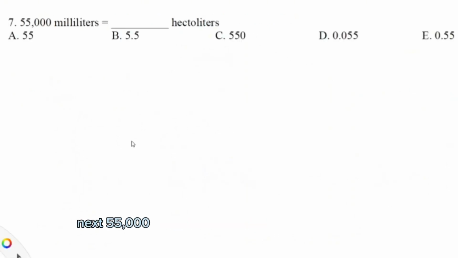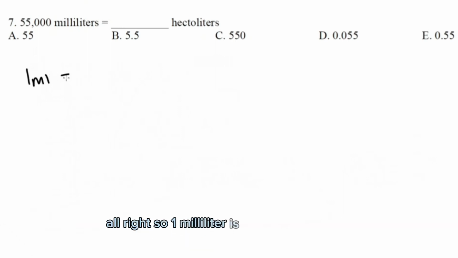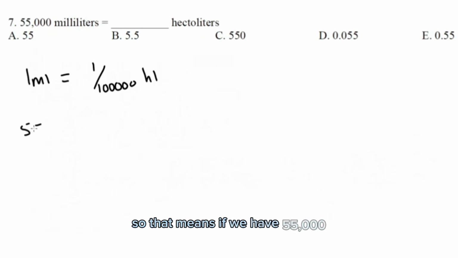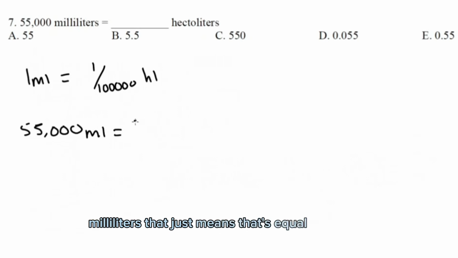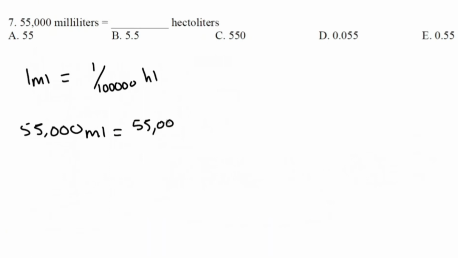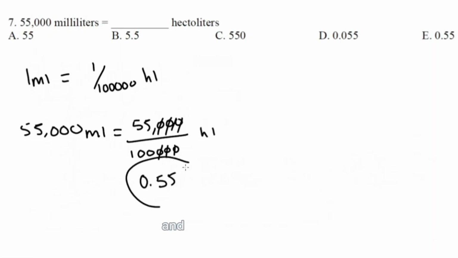Next, 55,000 milliliters equals how many hectoliters? Alright, so 1 milliliter is equal to 1/100,000th of a hectoliter. So that means if we have 55,000 milliliters, that just means that's equal to 55,000 divided by 100,000 hectoliters. Alright, so first, these 3 zeros cancel out. So it's just 55 divided by 100, which is just 0.55. And that's your answer.